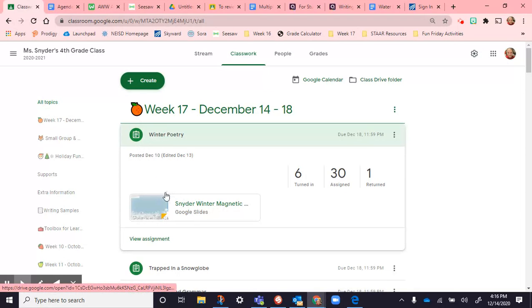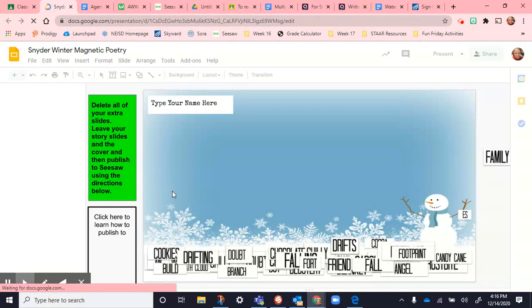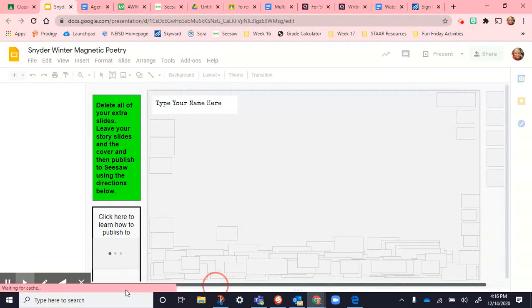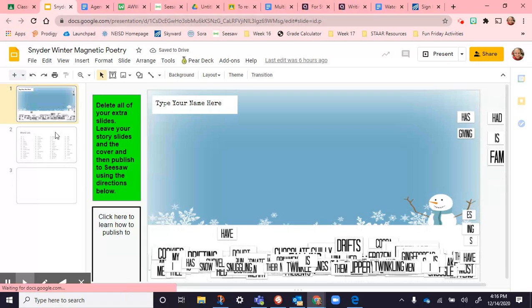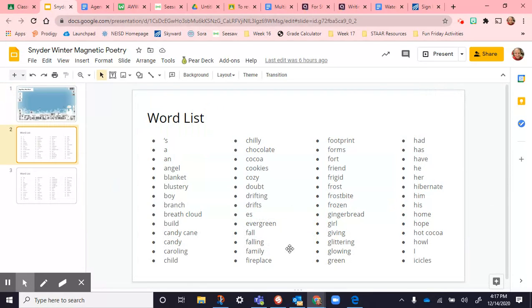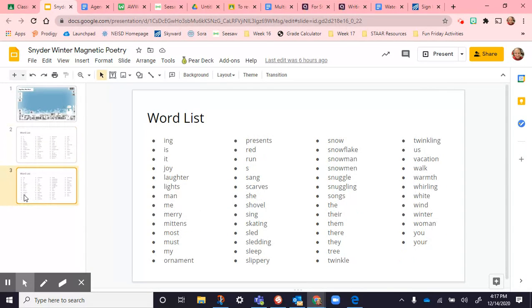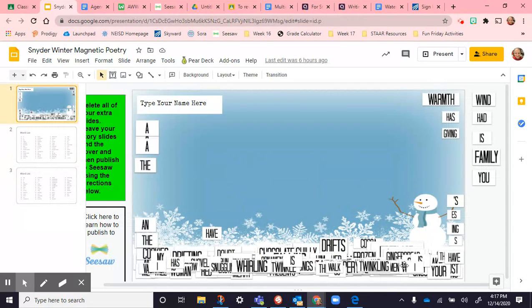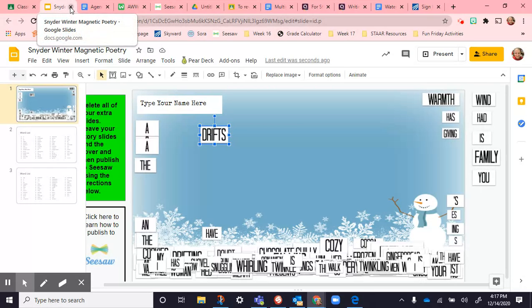And then you just click on the letter. Let me open this up. You have the directions here on the side for when you finish. You can click on the words and move them around. Students had time to work on that, and then we shared. The word list, so you can see all the words spread out, is here, and the words are down at the bottom. You can drag them and let them go and create your winter home there. Then you can click here to learn how to publish it on Seesaw.